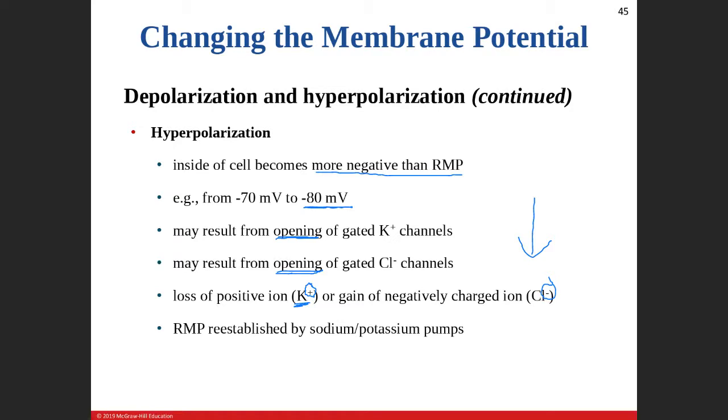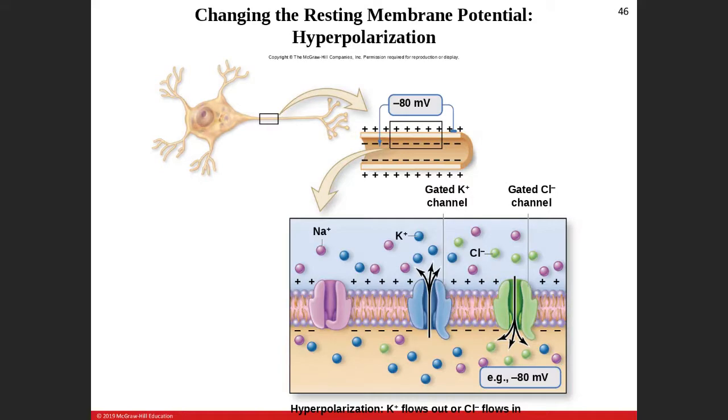Once these gates close, the sodium-potassium ion pumps will eventually restore our resting membrane potential, because they're going to pump sodium out of the cell and pump potassium back into the cell. So that's this example here when we're talking about hyperpolarization. Two phenomena can occur. We have our potassium leaving, and at the same time as potassium's leaving, chloride can enter in, and it's negatively charged. So that's going to make that membrane potential -80.